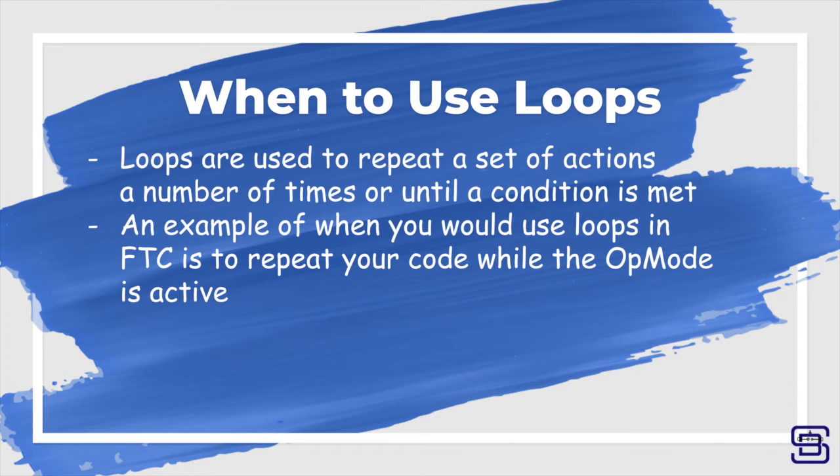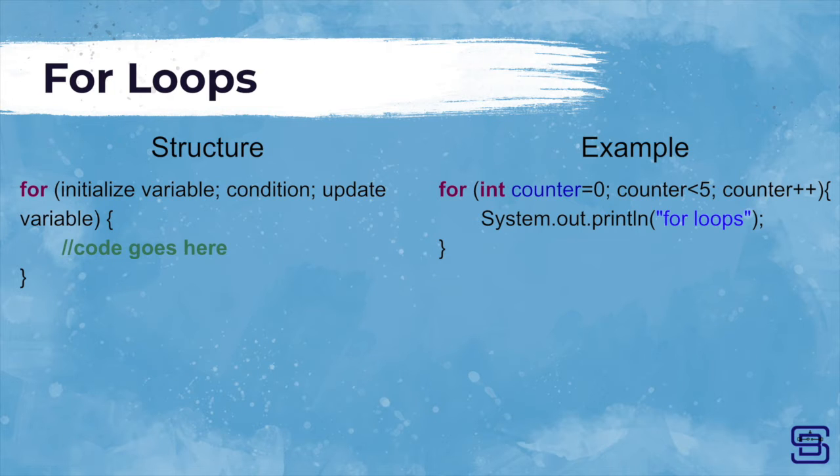Loops are used to repeat a set of actions a number of times or until a condition is met. An example of when you would use loops in FTC is to repeat your code while the op mode is active. If you are sure on how many times you want your code to run, a for loop works the best. To write a for loop, first you will initialize your variable, and in the example that is int counter equals 0. Next comes the condition, counter is less than 5, and finally you will update your variable, counter plus plus. Inside the curly braces will be the code you want to repeat.